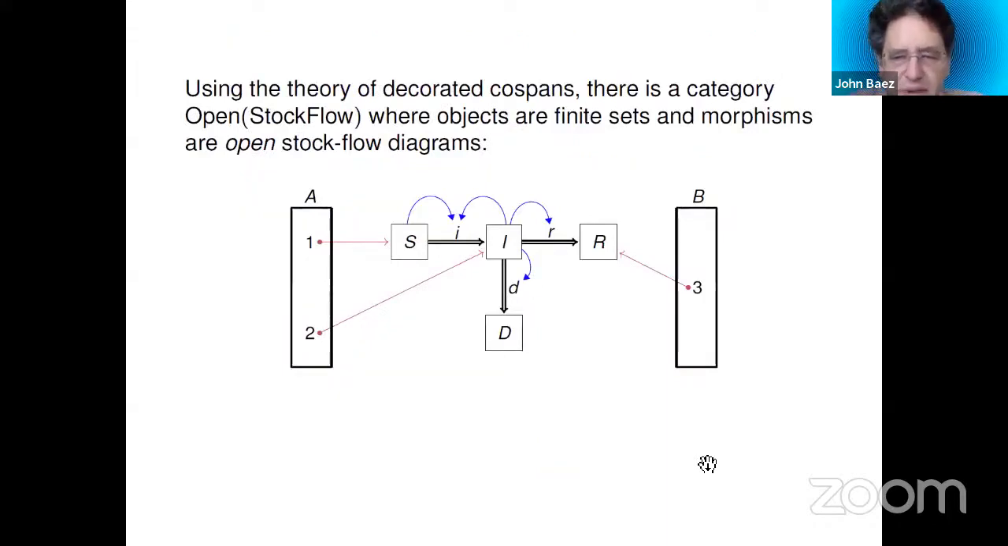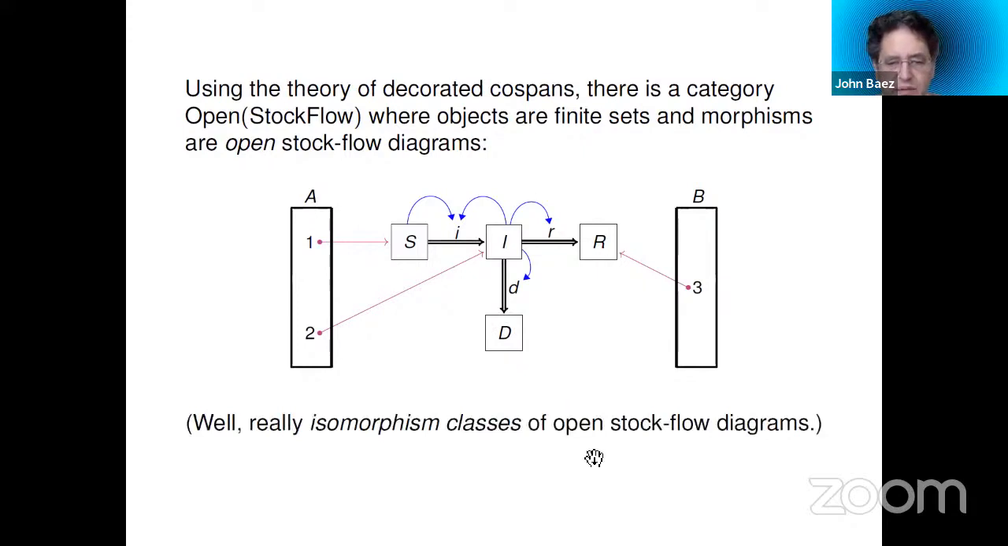So using the theory of decorated cospans, we can formalize all this. There's a category of open stock flow diagrams where the objects are finite sets, and the morphisms are stock flow diagrams that are open, i.e. equipped with functions from those two finite sets into the finite set of stocks. And well, to be honest, I was lying. They're really isomorphism classes of stock flow diagrams that are the morphisms in this category.